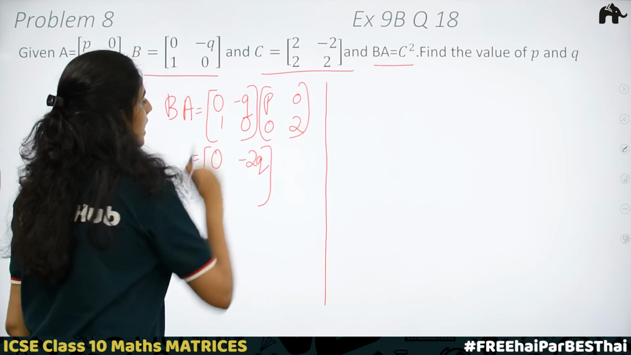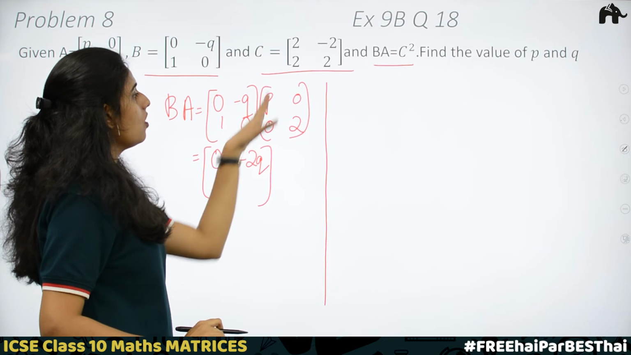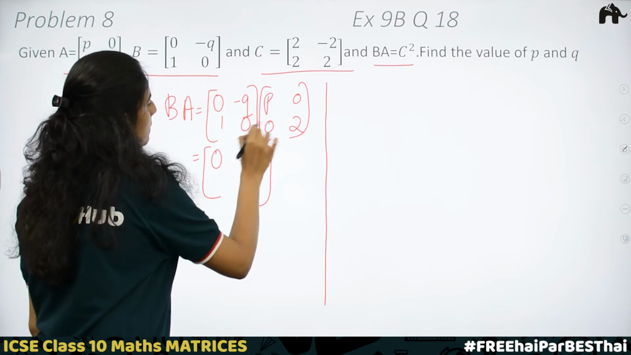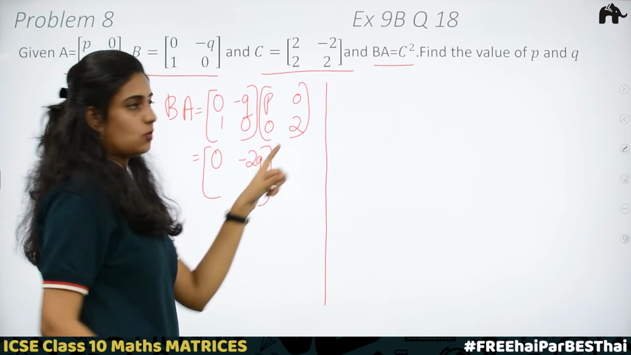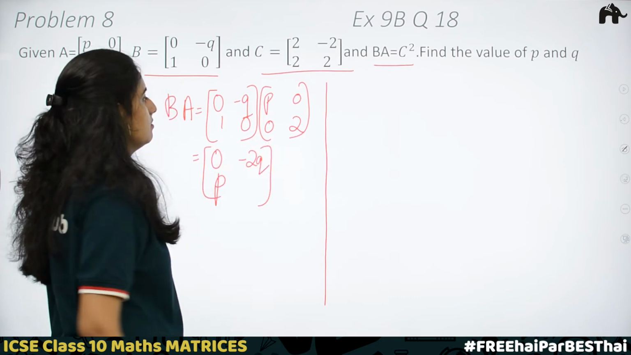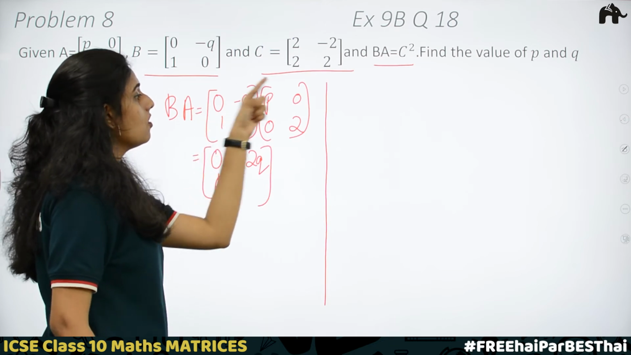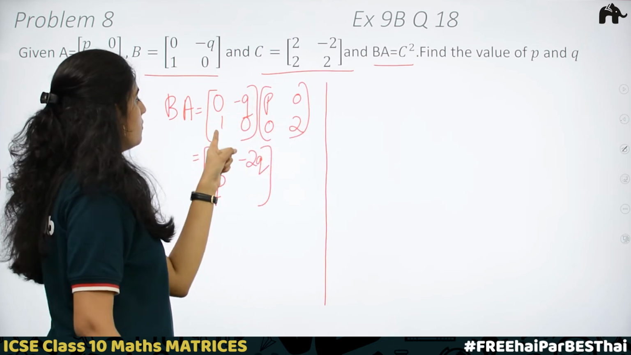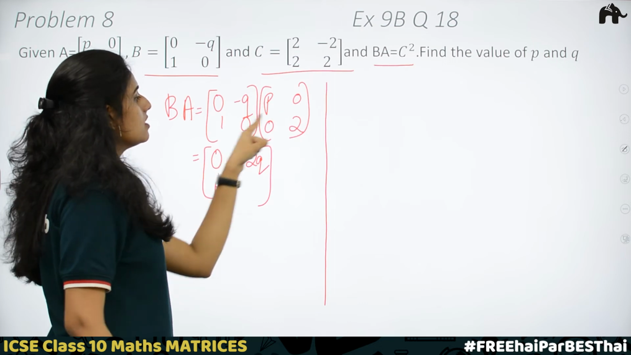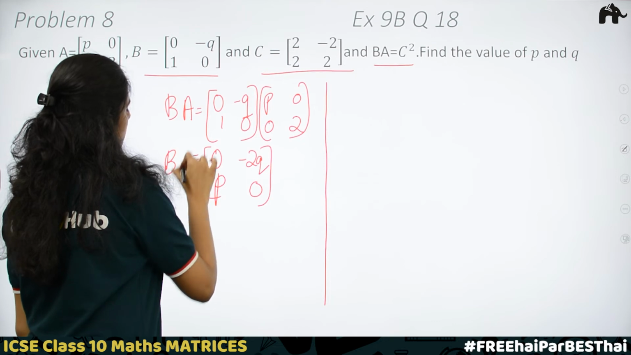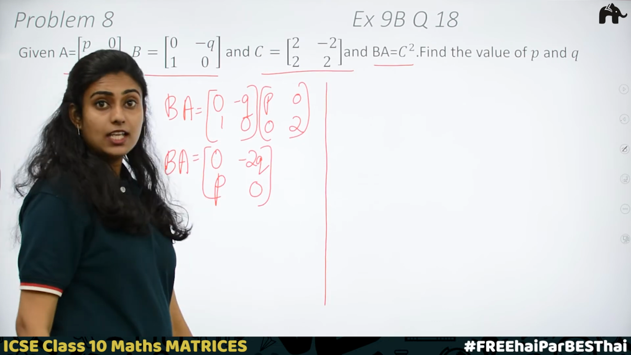To get the second element, considering first row and the second column, 0 into 0 is 0, plus minus Q into 2 is minus 2Q. 0 plus minus 2Q is minus 2Q. Now, the third element, we have to consider the second row, first column. 1 into P is P plus 0 into 0 is 0. Here we get P. To get the last element, we have to take the second row and the second column. 1 into 0 is 0, 0 into 2 is 0. So, we got the elements of matrix BA.